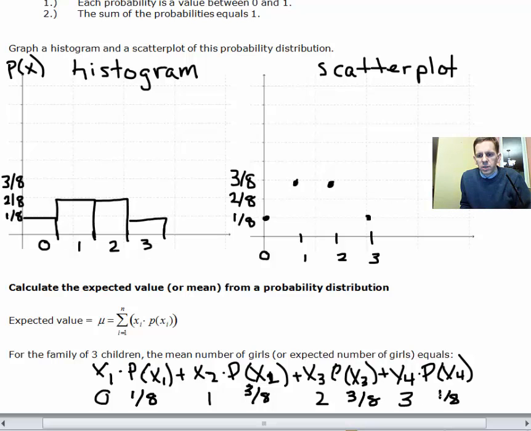We substitute these numbers in here. The numbers are going to be multiplied by the probabilities, and then these values are added together. You can type this in your calculator directly as you see it right here. You don't have to add any parentheses. You can just type in 0 times 1/8 plus 1 times 3/8 plus 2 times 3/8 plus 3 times 1/8. When you actually crunch this all out, you get 1.5, which should make sense because in a family of 3 children, the average number of girls should be half, 1.5.